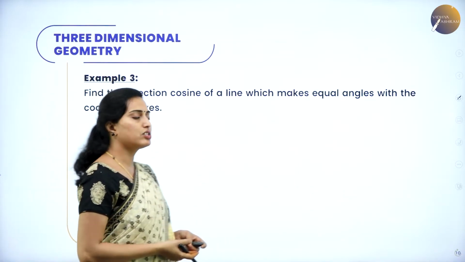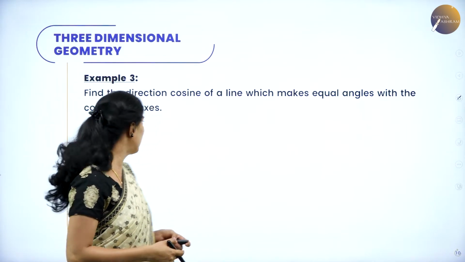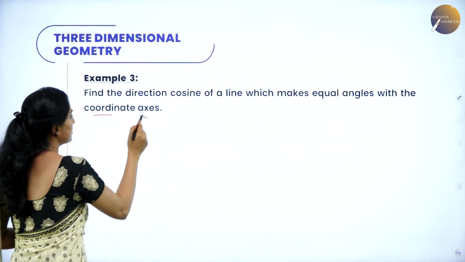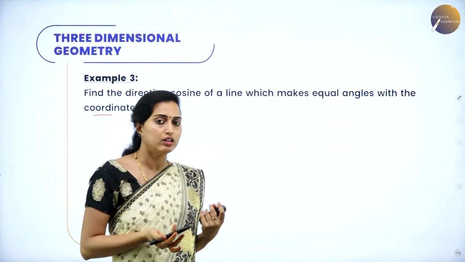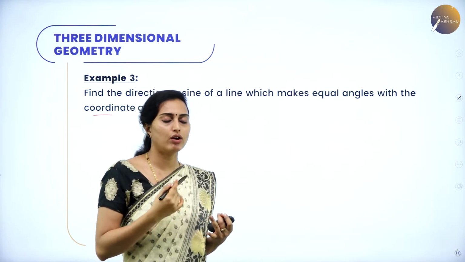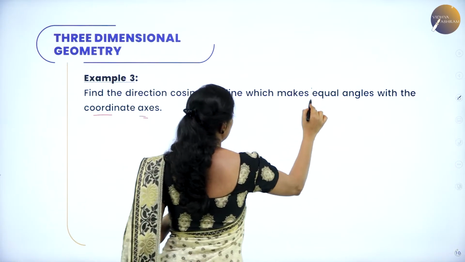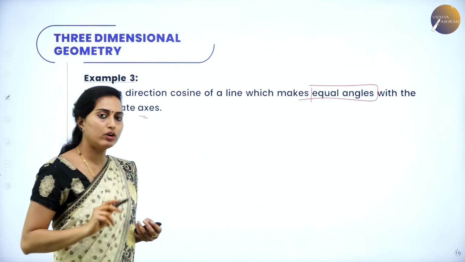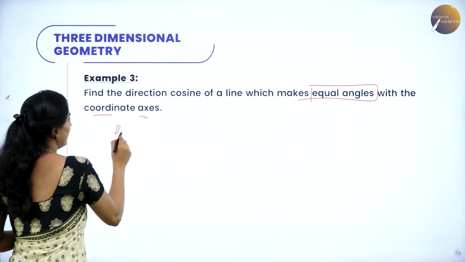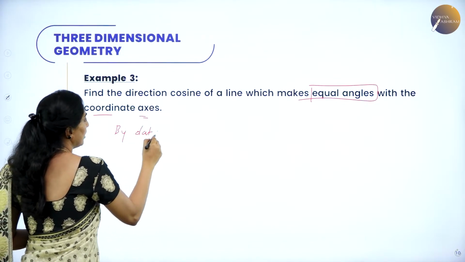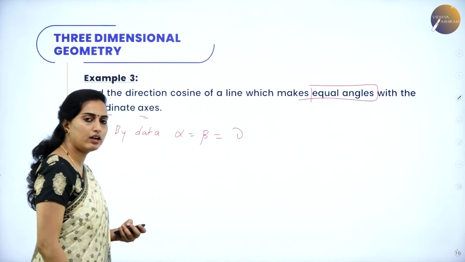Find the direction cosines of a line which makes equal angles with the coordinate axes. Axes is the plural form: x, y and z axes are called the coordinate axes. See what they have given: makes equal angles. So equal angles you can take as what? Alpha will be equal to beta will be equal to gamma, isn't it?